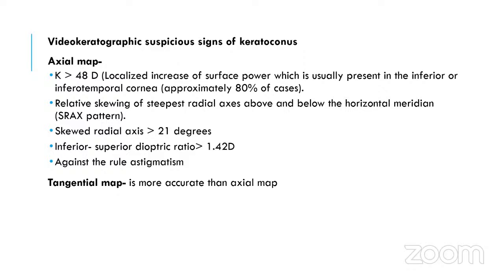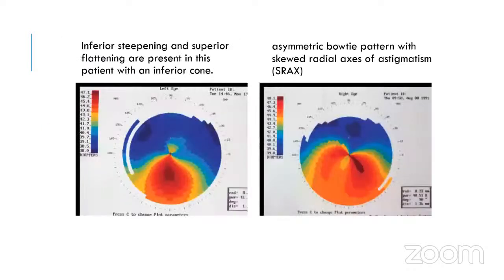The tangential map is more accurate than the axial map. Inferior steepening and superior flattening are present in the patient with the inferior cone in the first image. And the second one is an asymmetric bow tie pattern with skewed radial axis of astigmatism.